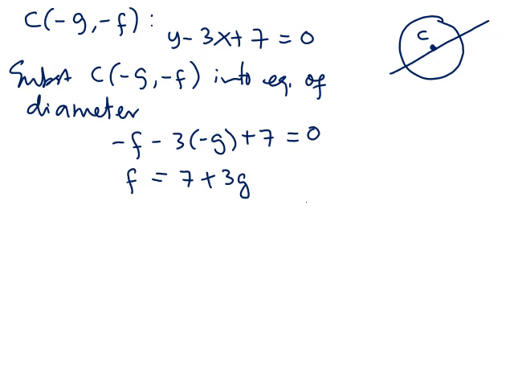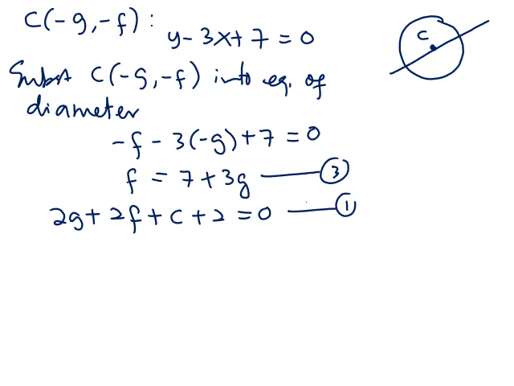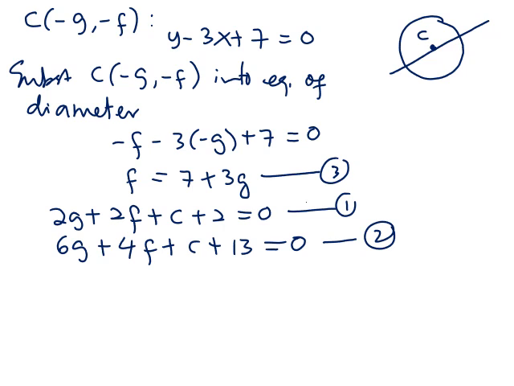Okay, now we have three equations. The previous one we have, this is our third equation. Okay, so the first equation just now is 2g plus 2f plus c plus 2 equals 0. And then we have the second equation, 6g plus 4f plus c plus 13 equals 0. Okay, this is our second equation. So how are we going to solve these three equations simultaneously? We're going to take the first equation minus the second equation. Then you will have -4g minus 2f and then minus 11 equals 0. Okay, so let's say this is our fourth equation.